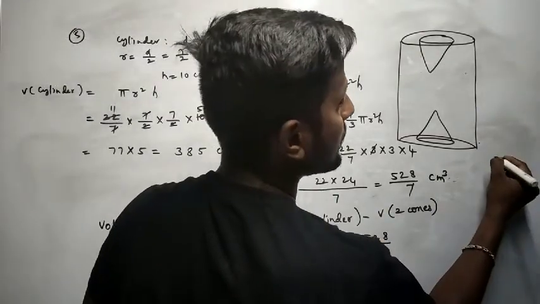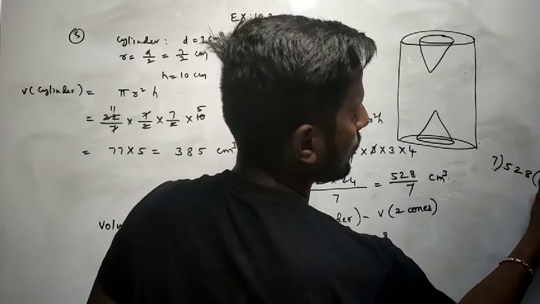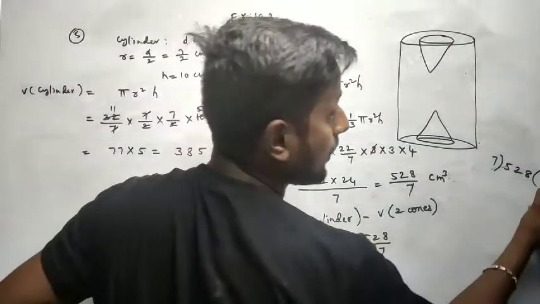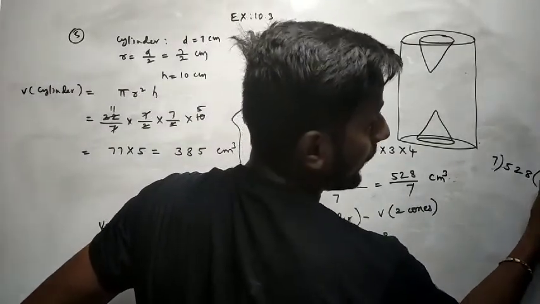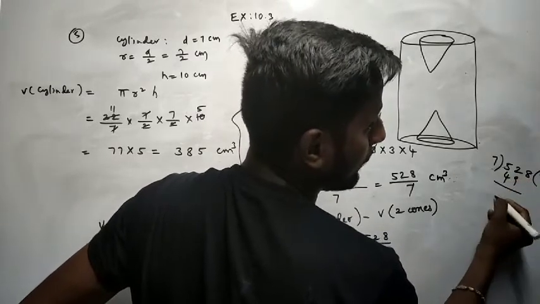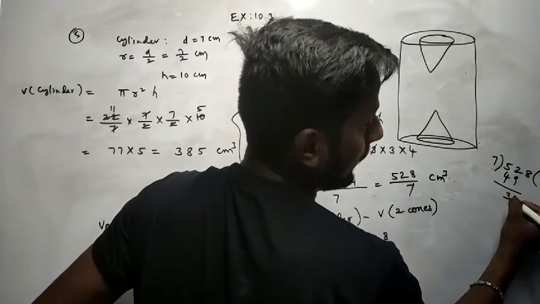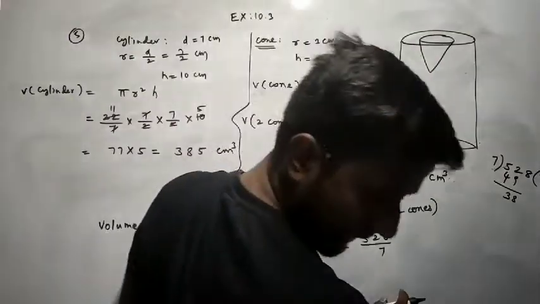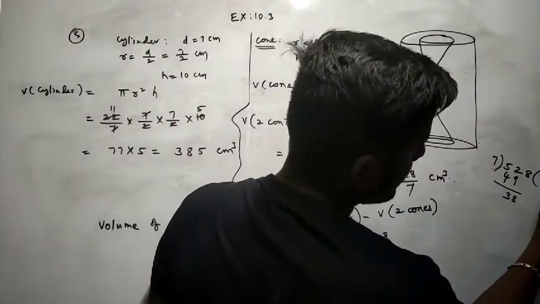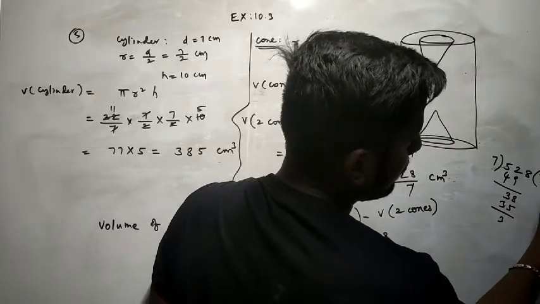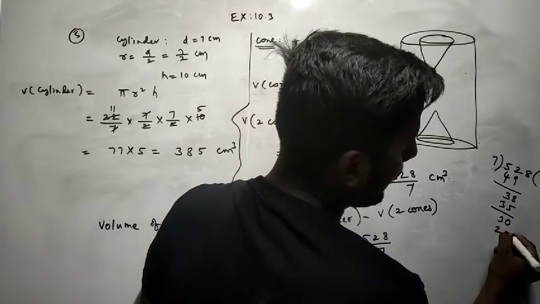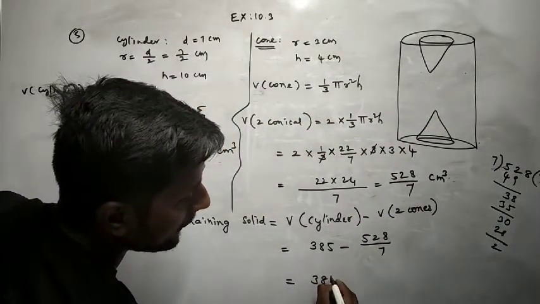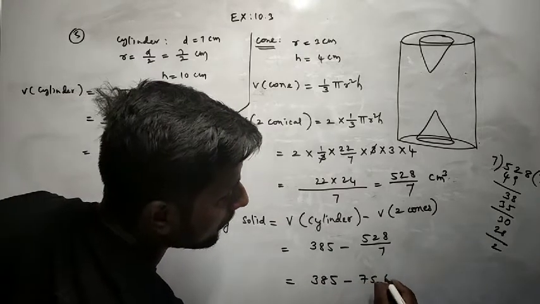Okay, do the division part of 528. 52, 7 4s, 7 6s are 42, 7 7s are 49. Okay, 7 7s are 49. Am I right? 38. So 7 5s are 35, 3, 30. 7 4s are 28, 2. So we'll write 385 minus 75.42.